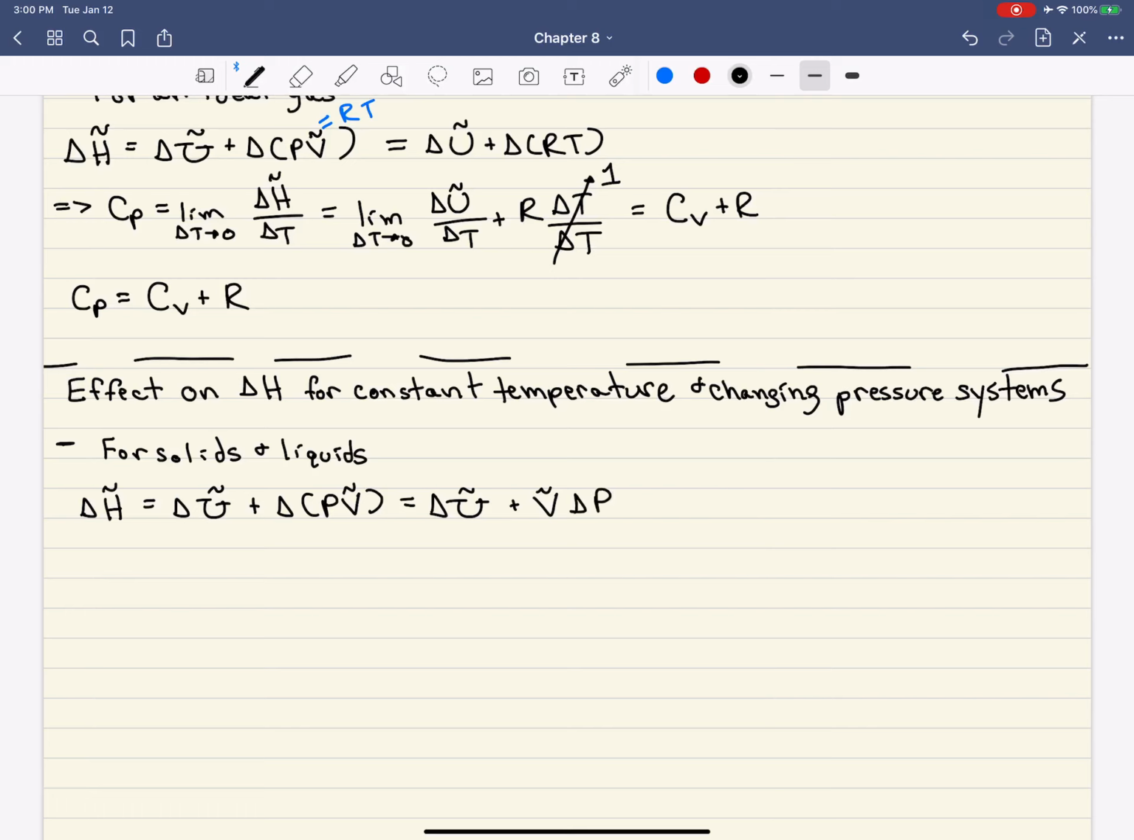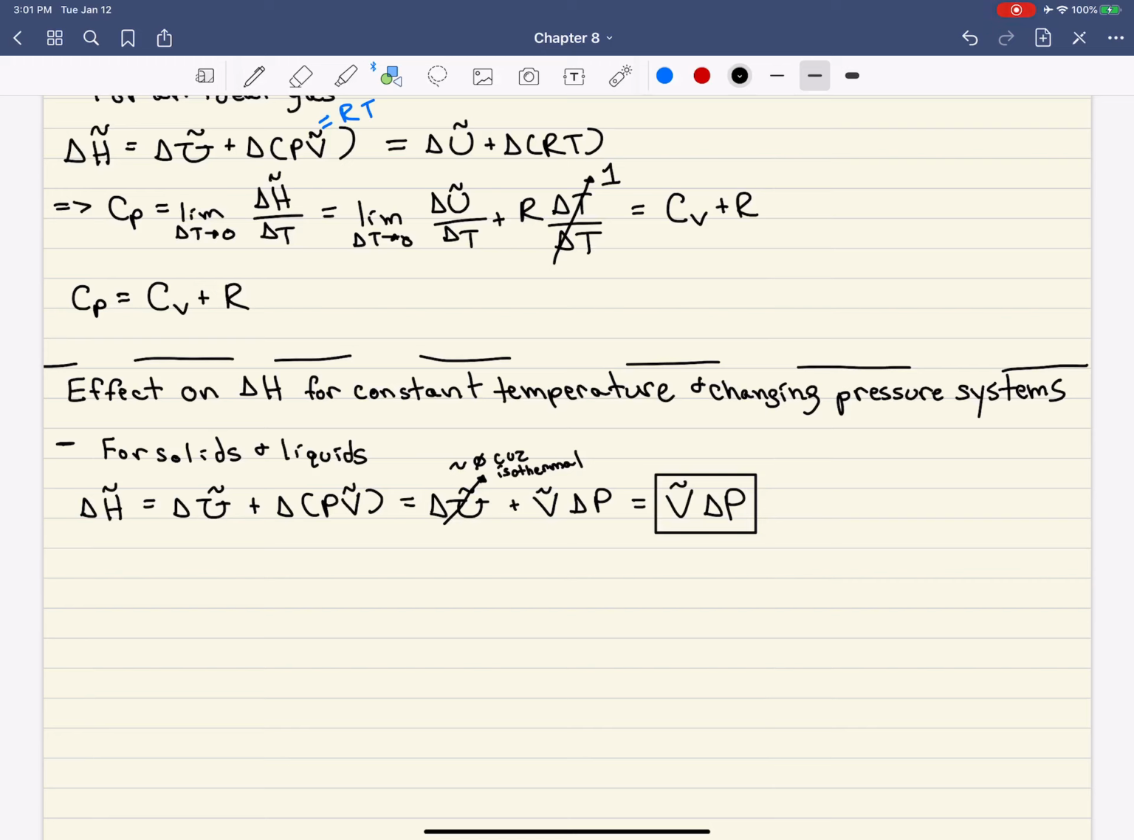Another simplification we can make is with the internal energy. Since we're at constant temperature, we won't have a change in internal energy, because the internal energy only really changes if the temperature is changing. So because it's isothermal, for systems in which you have a constant temperature and a changing pressure, if you're dealing with a solid or liquid, your delta H is just going to be equal to the molar volume times your change in pressure.